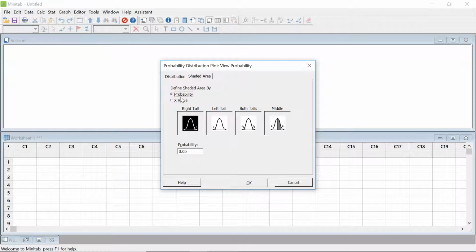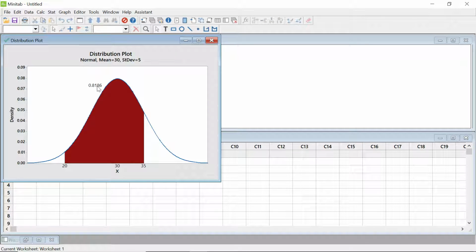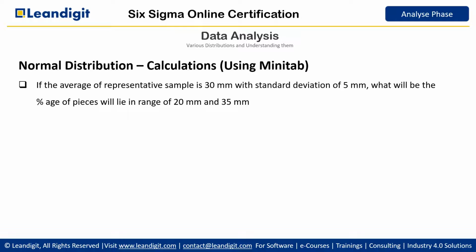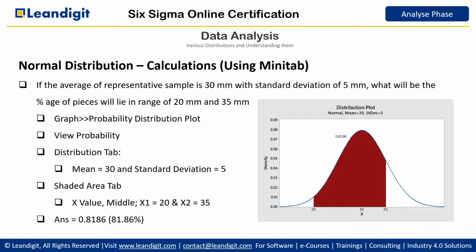We want the percentage values between 20 and 35. So we just write it and click OK, and we get the area between 20 and 35 as 81.868%, which is what we calculated otherwise. Graph, Probability Distribution Plot, View Probability. In Distribution, just put mean as 30, standard deviation as 5, Shaded Area, choose Middle, take X1 as 20, X2 as 35, and we get the answer. So Minitab is much quicker. So we understood how to do normal probability calculations.